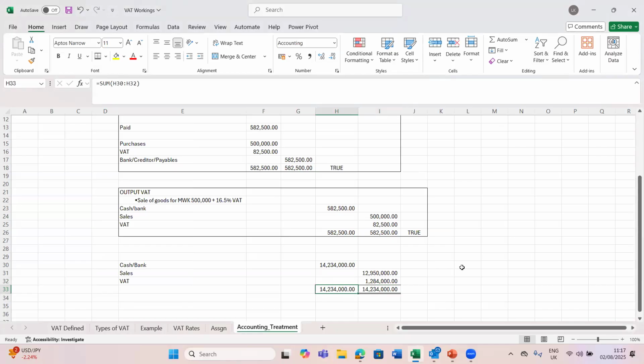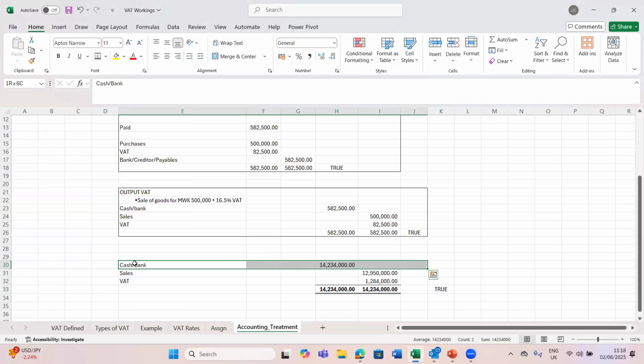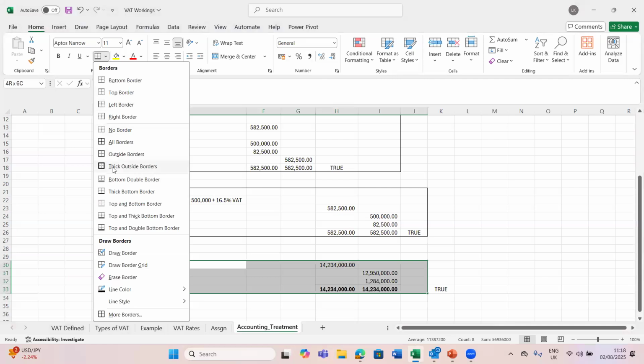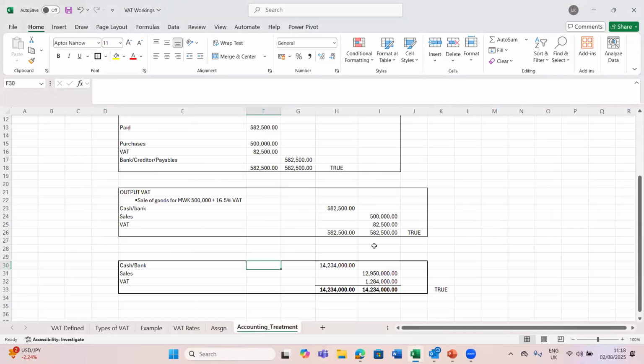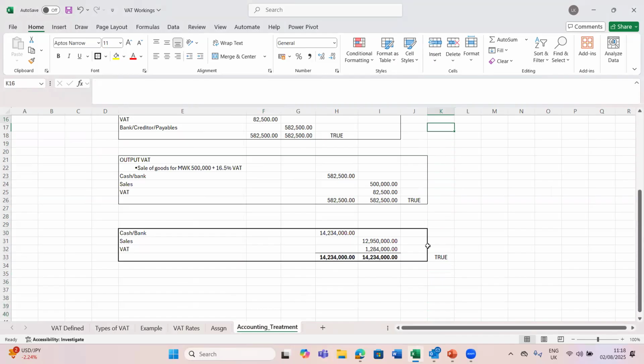So this is the double entry. And if you want to check that the debit equals the credit, you find that it's true there. So this is the journal entry for our assignment here. At the end of the day, this is the general ledger impact. All right. So for now, let me stop there. Thank you.